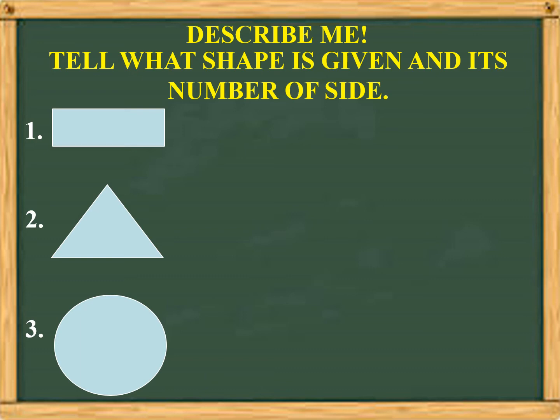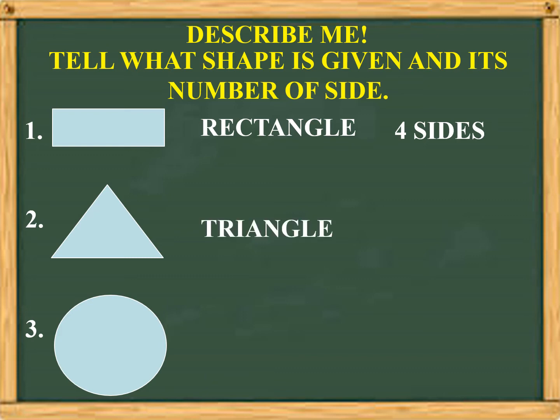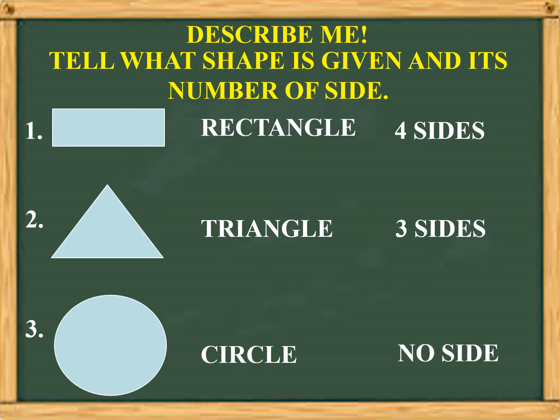So you're going to tell what shape is given and its number of sides. So let's have number 1. It is rectangle, 4 sides. Let's have number 2. It is triangle, 3 sides. Let's have number 3. It is circle, no side.